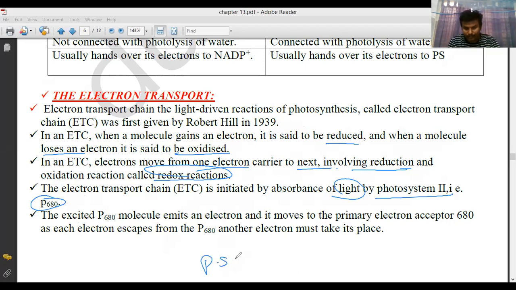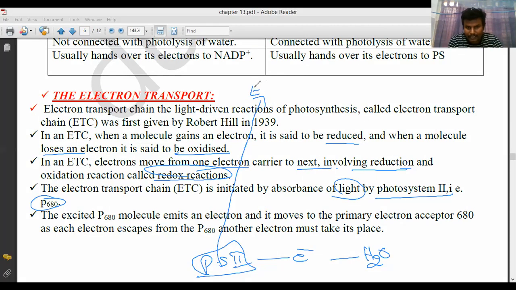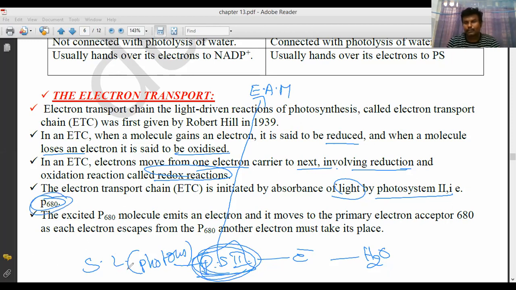See, photosystem 2 receives electrons from water, and these electrons transfer to electron acceptor molecules. For the transfer of electrons, it will get energy. That energy is obtained from sunlight. That is called photons, as I said. So PS2 receives light of 680 nanometers.